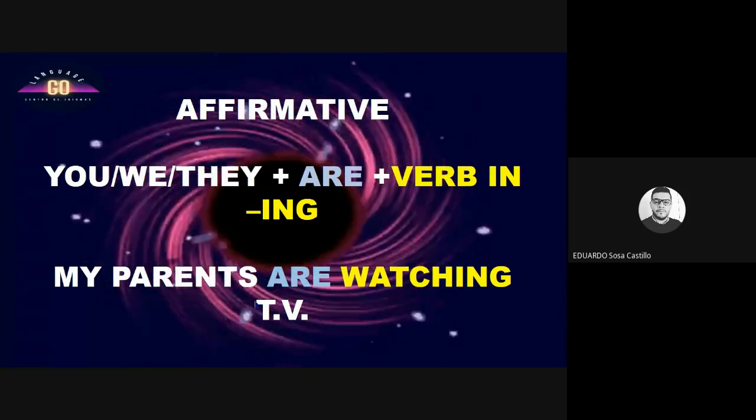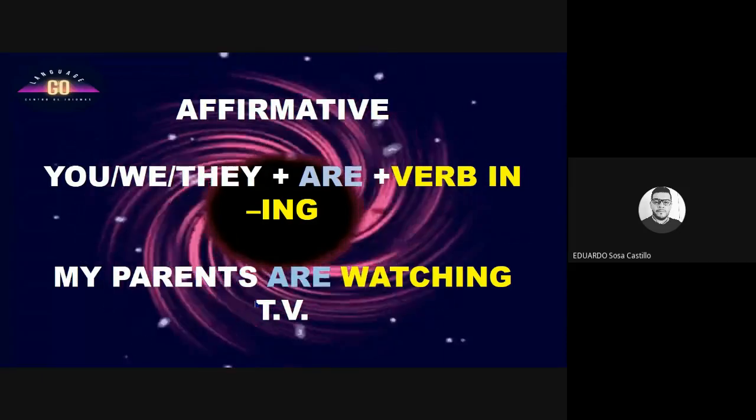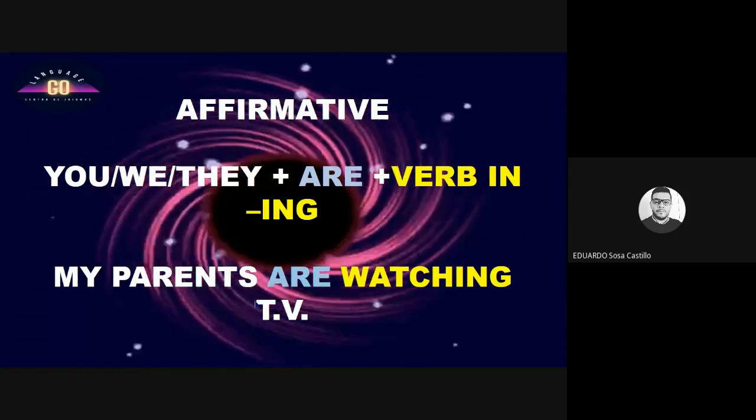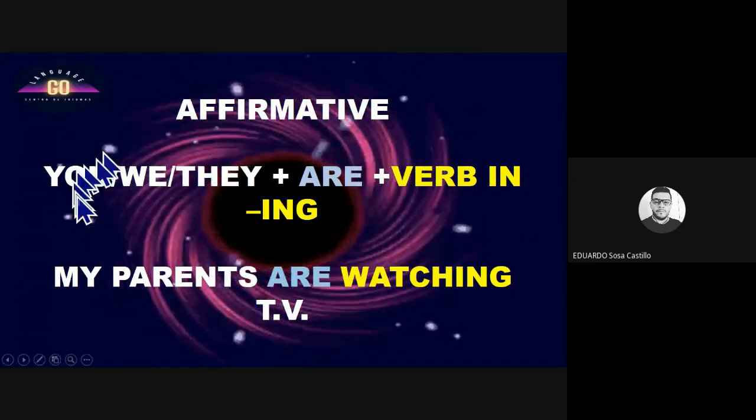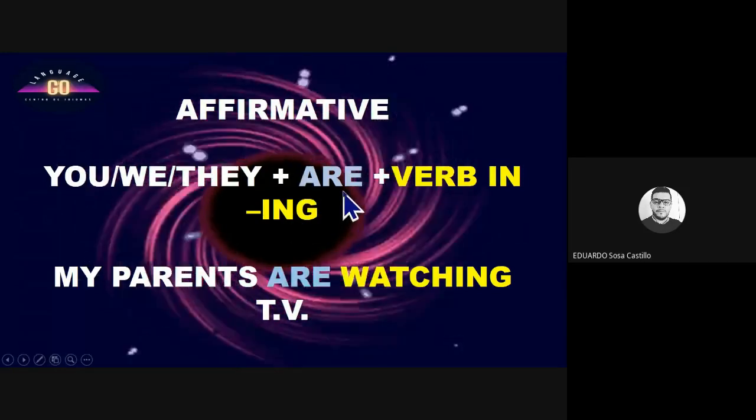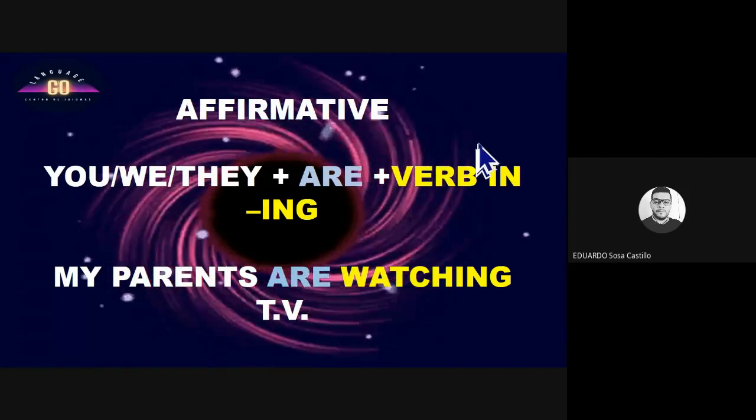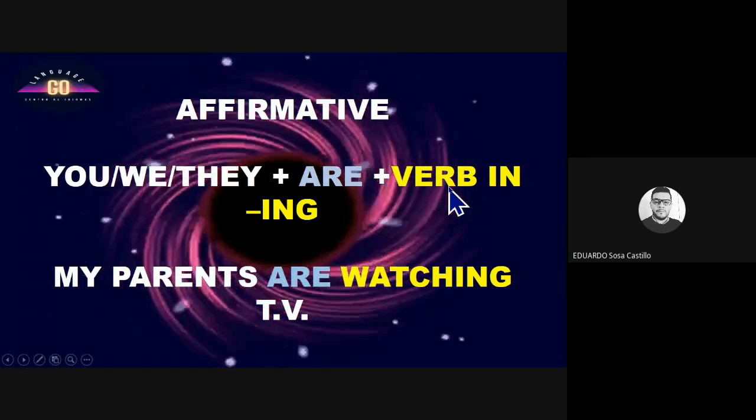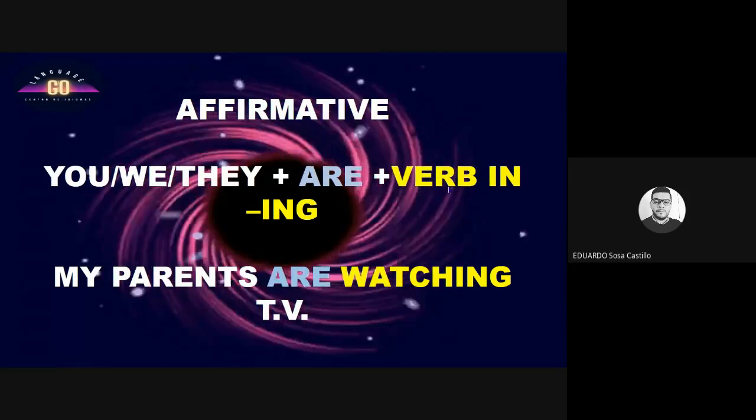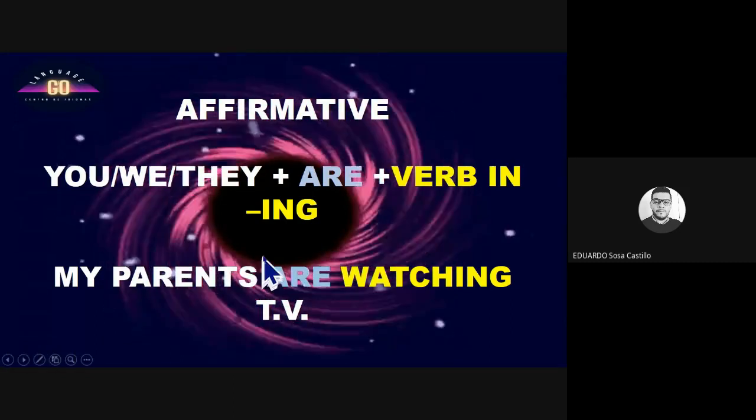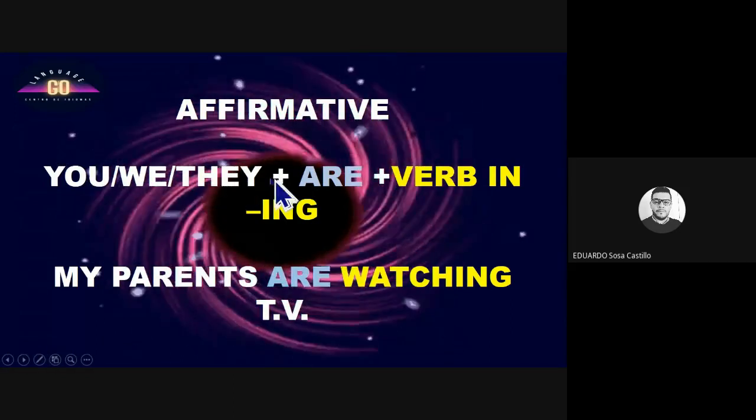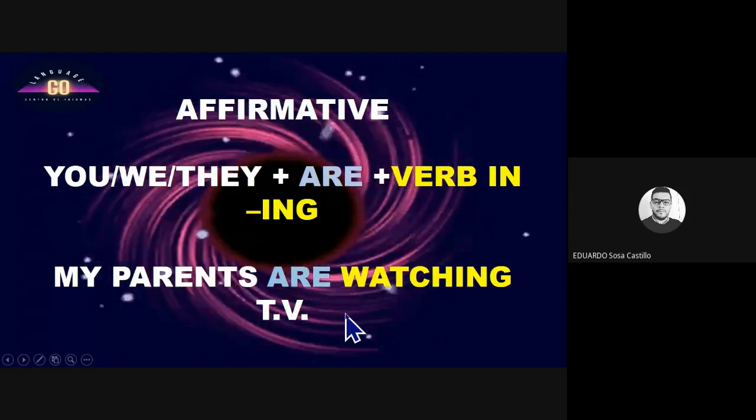Well, here we have the pronouns you, we, and they. For these pronouns, we are going to use, as you can see in blue color, are. And the verb again is going to be in ing. You see it here in yellow color. So we have here the sentence. We have you are, we are, they are. And we have the example here.